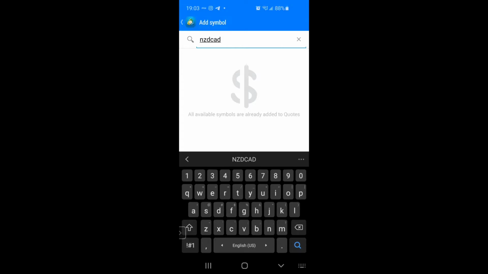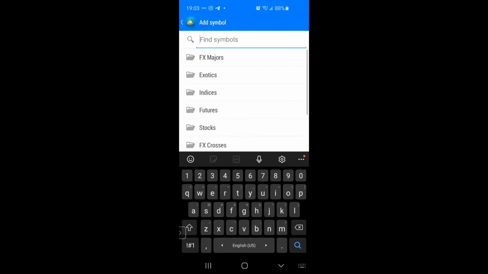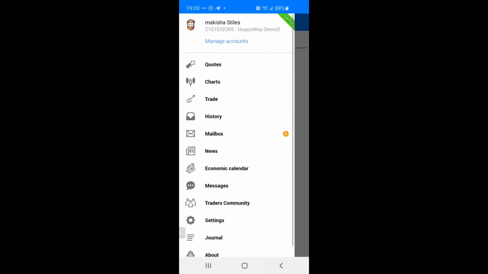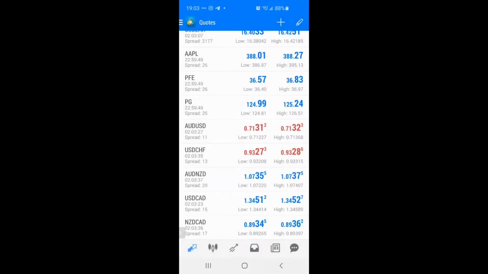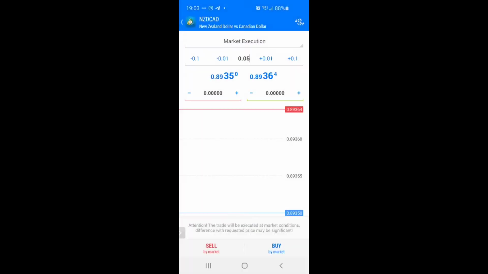When I press the back button here, it's freezing up a little bit. There we go. So at the bottom there it says NZD CAD. Now to place that order, all I would have to do is press on it. And you see it says new order, open chart, symbol properties, simple view mode. The only thing you need to worry about right now is new order. So you would click on that.